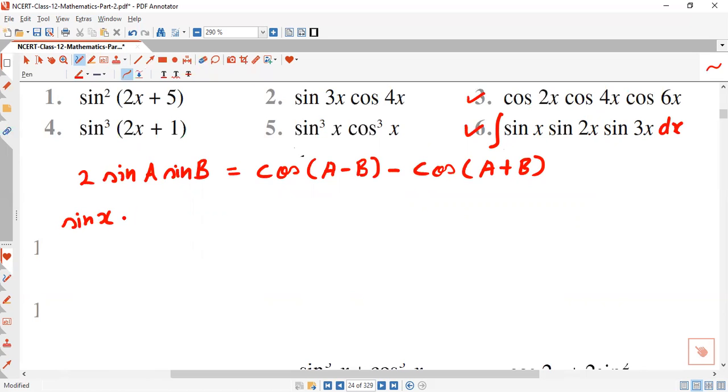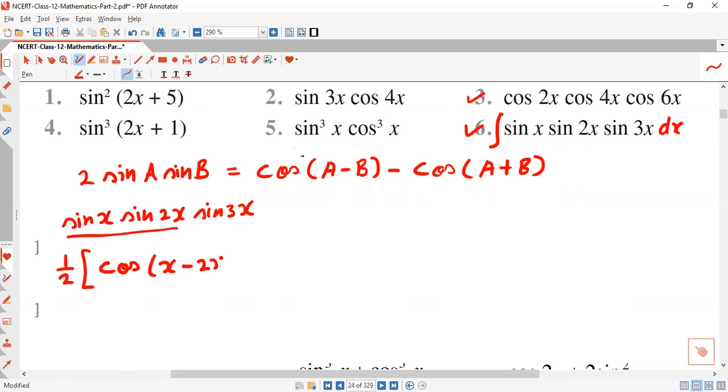Sin x, sin 2x, sin 3x. Okay, so first we apply the formula cos(A minus B) minus cos(A plus B) in this one. So we are getting here half into, now the value comes out, cos(x minus 2x) minus cos(x plus 2x), and this is multiplied by sin 3x.